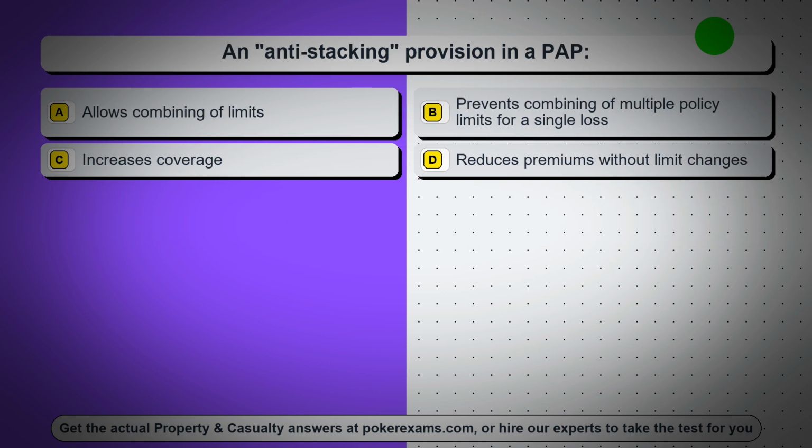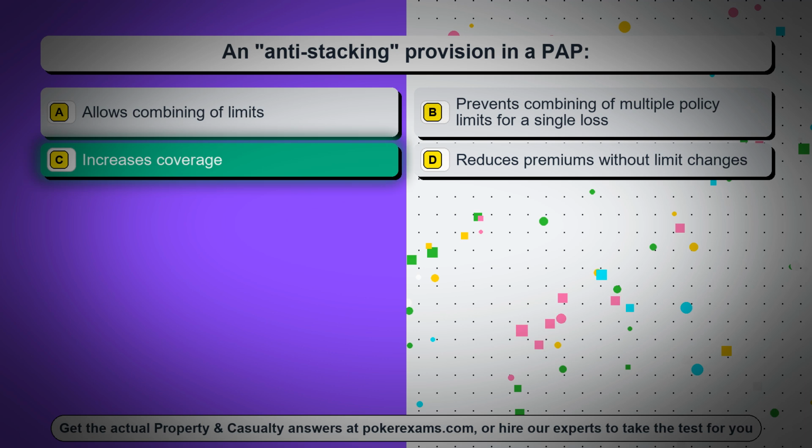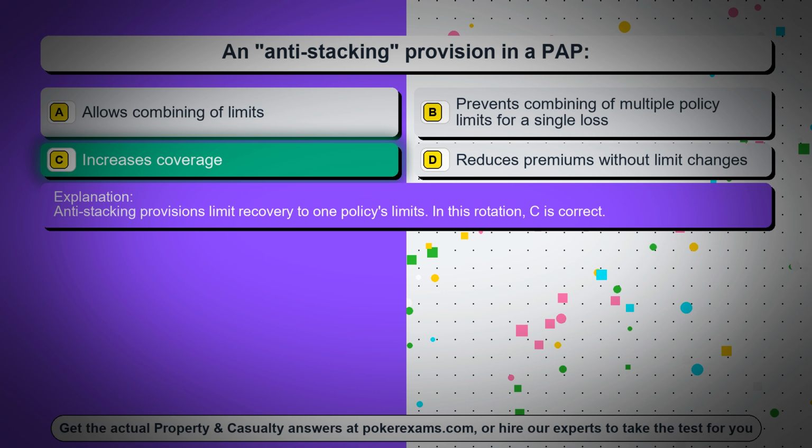Question 6. An anti-stacking provision in a PAP: Option A, allows combining of limits. Option B, prevents combining of multiple policy limits for a single loss. Option C, increases coverage. Option D, reduces premiums without limit changes. The correct answer is option C, increases coverage. Anti-stacking provisions limit recovery to one policy's limits. In this rotation, C is correct.